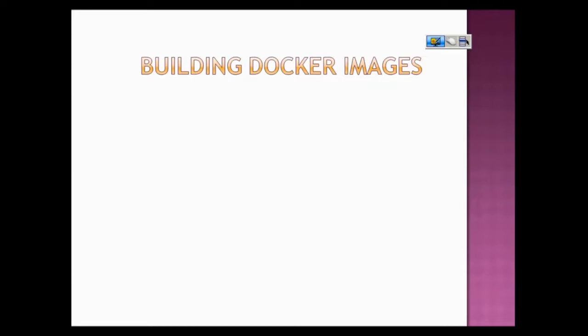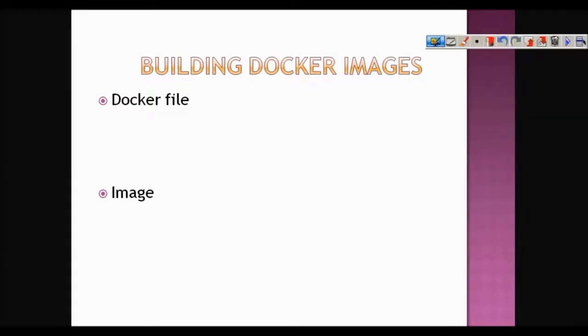And what is this Docker file? Docker file is nothing but a regular text file in which we put our Docker instructions. From this Docker file, we issue a command called docker build to get a Docker image. And what is a Docker image? Docker image is nothing but a file system layers added one above the other.